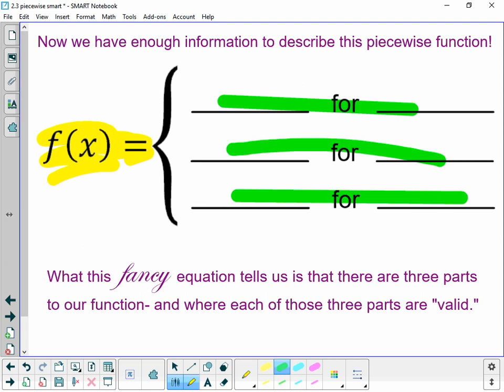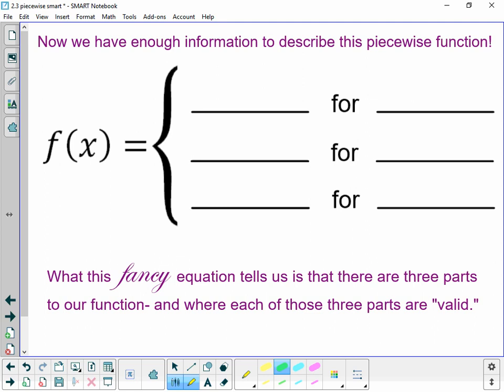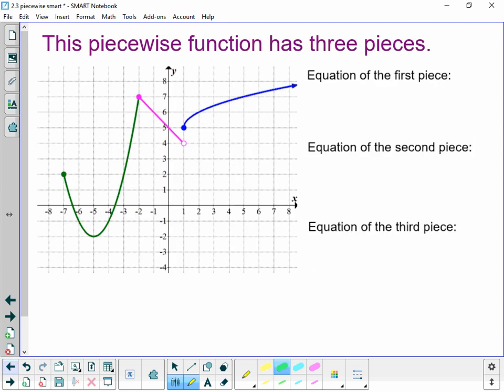So we'll talk about what's going to go in each of those parts, but this is what our function will look like when we finish. So we're going to start by thinking about the equation of each piece. The equation of each piece is going to be in our piecewise function equation when we finish. So let's start with the parabola.